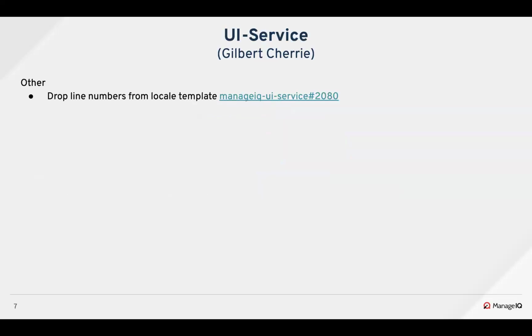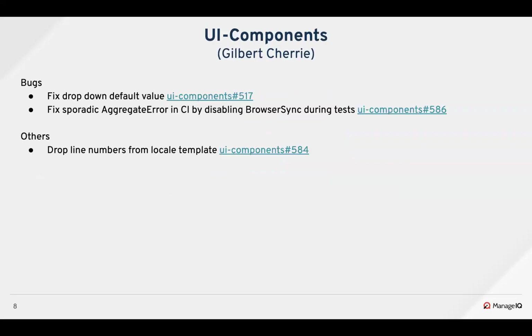For UI service, we only had one PR and we dropped the line numbers from the locale template. Next slide. For UI components, we had some bug fixes. I fixed the drop-down default values. Jason also fixed the sporadic aggregate error in CI by disabling browser sync during tests. And then we again had the drop line numbers from locale template. Next slide.